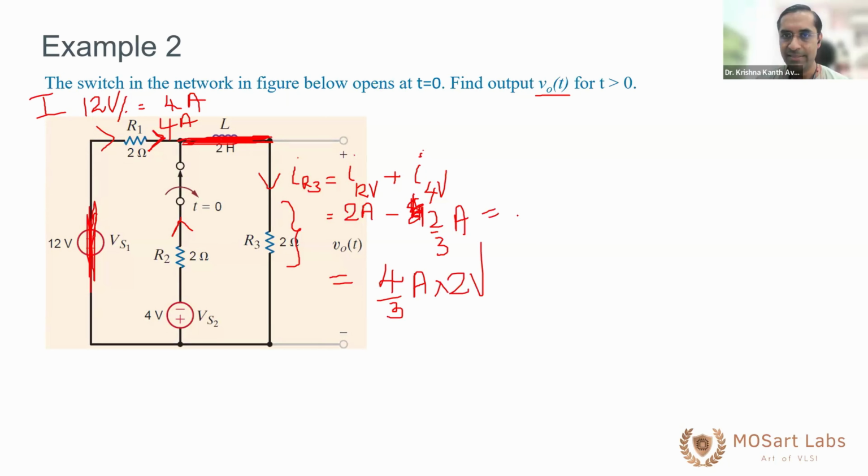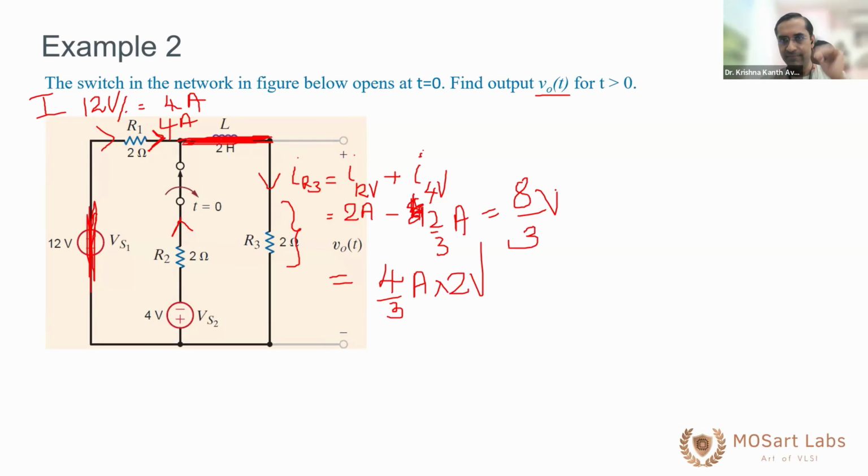So it's going to be 8/3 volts. All of this calculation I'm doing is before the switch is opened. So I know that before the switch is opened, R3 sees 8/3 volts. Why? You have 4/3 amperes coming into that. So is this part clear?